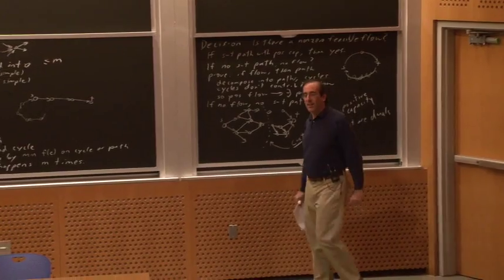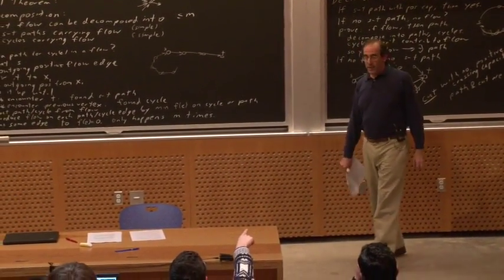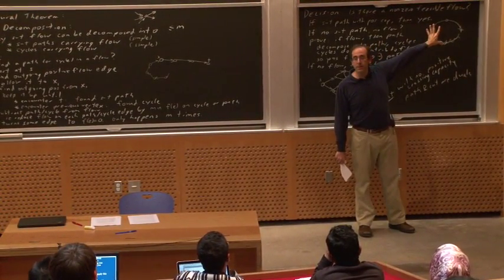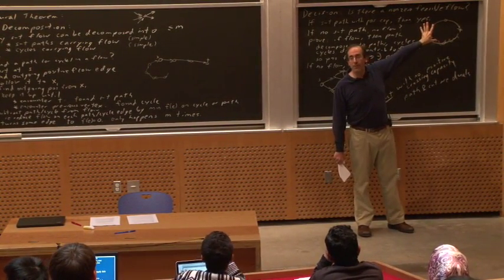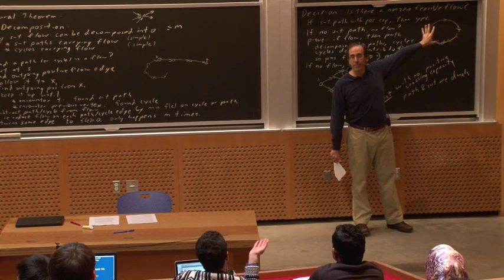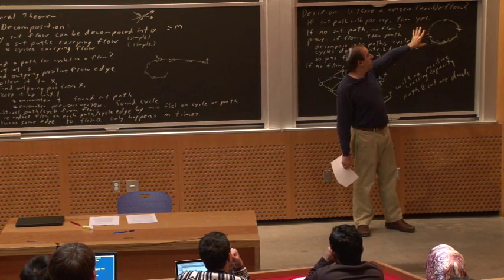Yes? If I apply this algorithm to the path decomposition of this... Yes. Then what I'm going to get is a decomposition that consists of 1 cycle and no paths. Exactly the algorithm. From S to T, I'm going to find 1 path, and I'm going to break the cycle. Oh, I see what you're saying.